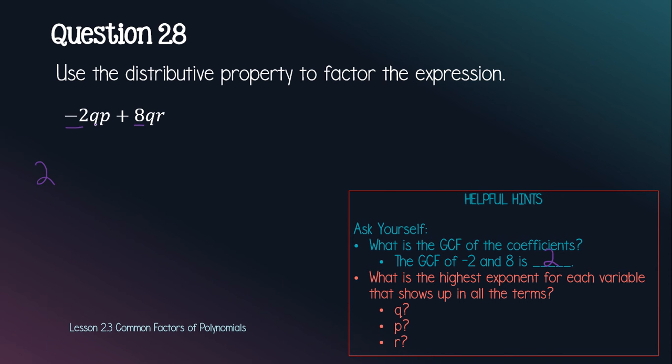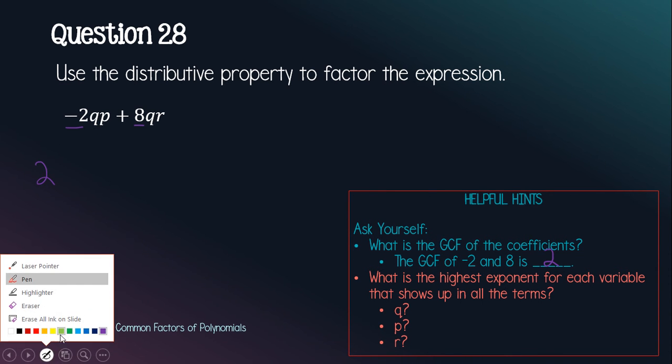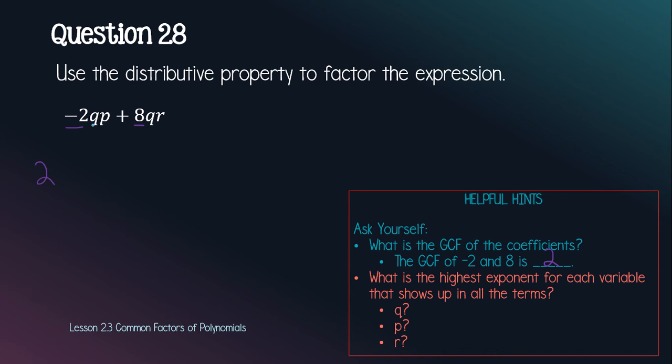If I look at Q, I'm going to change my color here. I have a Q to the first in my first term, and I have a Q to the first in my second term. So I can take out one Q from both terms. Then if I look at my P, I have one P here, but I don't have any P's here, so I can't take out any P's. If there are no P's to give, I can't give any P's, okay?